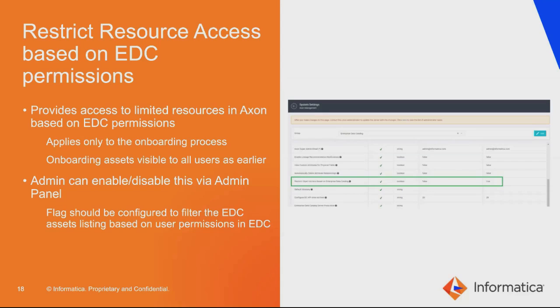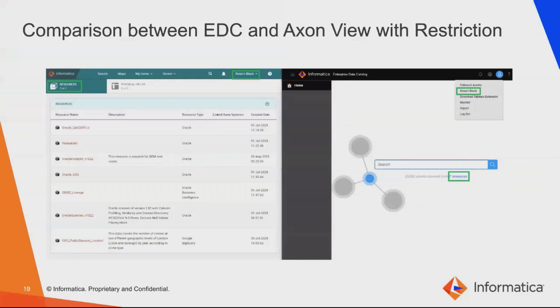But for the assets that have already been onboarded, like your physical fields that are already associated with the attributes and resources linked to the systems, those will still be available to all users as they are today. But the onboarding can only be done by the people who have access to those resources in EDC, if enabled. Here in this case, as you can see, in EDC, if you have access to 7 resources, the user will only see those 7 resources. Earlier, in the past, if there were 17 resources and the user only had access to 7 resources in EDC, it would still show you 17 resources in Axon as well.